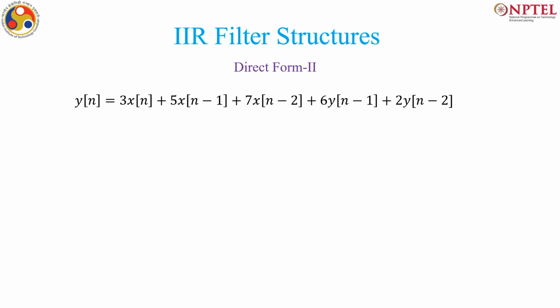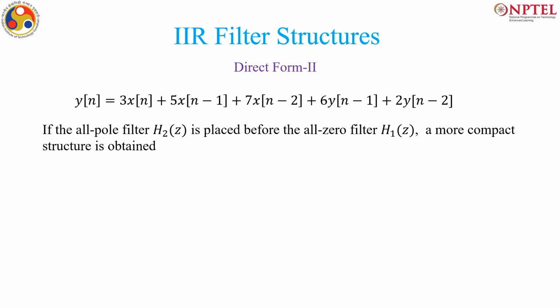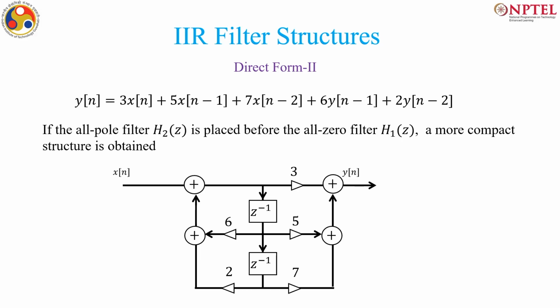Now, the next structure can be made if we place the all pole filter first and then the all zero filter in this manner. What is the advantage I get here? I can combine the delays. This is very similar to the direct form 1 structure in terms of multipliers and adders, but the delays are shared. If there was one more branch here on the output side or even on the input side, we would have to use one more delay. So, in general it is the max of M and N. Whichever has the highest number of delays, that is the number of delays in your direct form 2 structure.